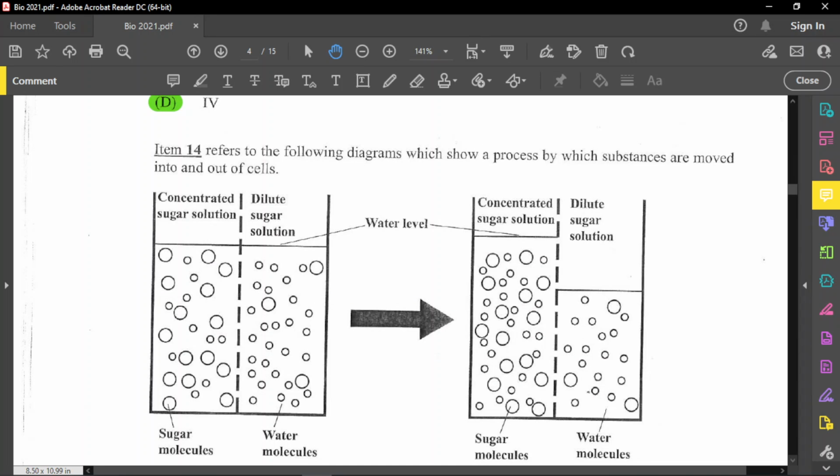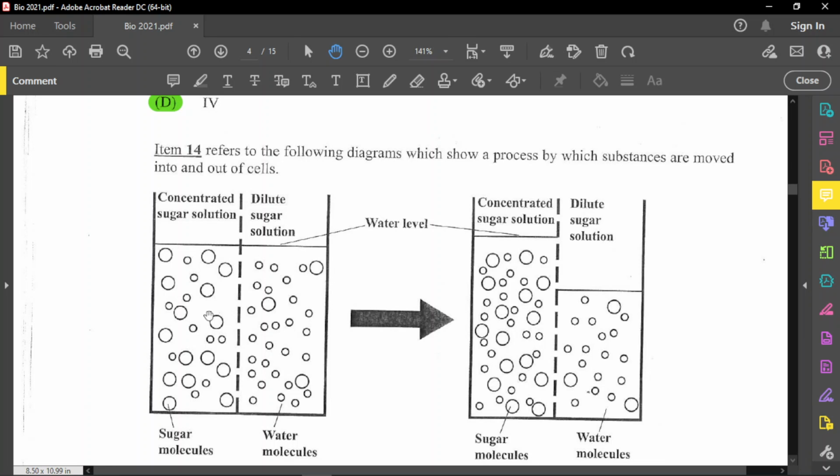All right, so firstly, it said that the question refers to the following diagram, which shows a process by which substances are moved into and out of a cell. All right, so if you have different concentration in and out of a cell, you know that definitely that is osmosis. All right, and so you notice say water molecules, sugar molecules, and then at the end of the experiment.